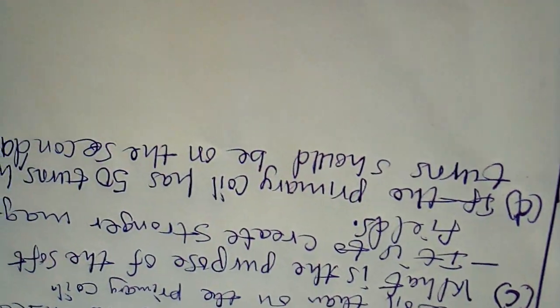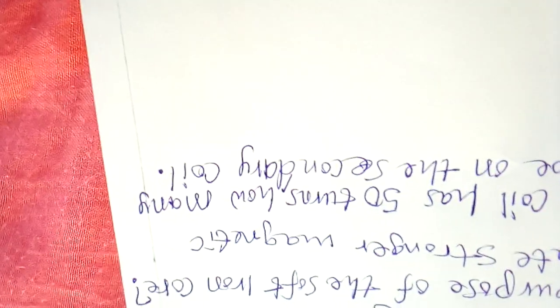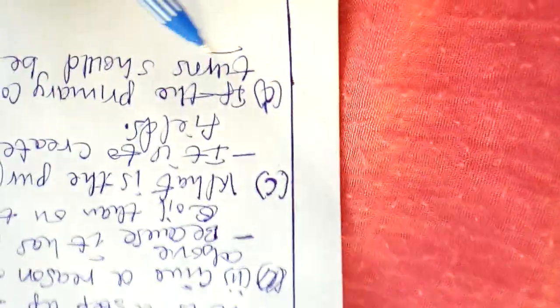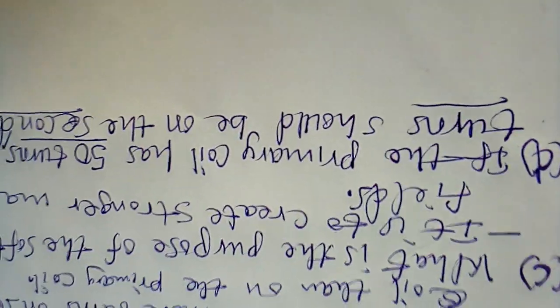Okay, so now we come to question D, I'm sorry, this is question D now. Question D reads as follows: if the primary coil has 50 turns, how many turns should be on the secondary coil? So now we have got 50 turns in primary, and we're asking how many turns should be in the secondary coil.